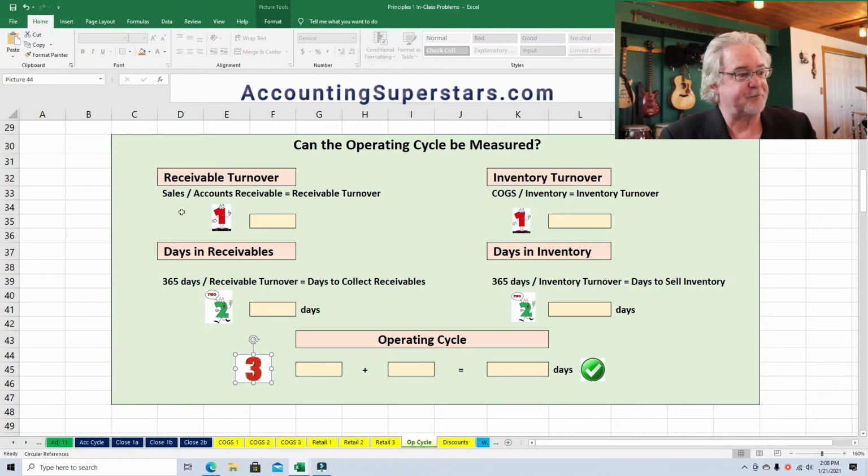So here's what we need to do. We have essentially 3 steps, 1, 2, and 3. So let's do step number 1 first. Let's find our sales.